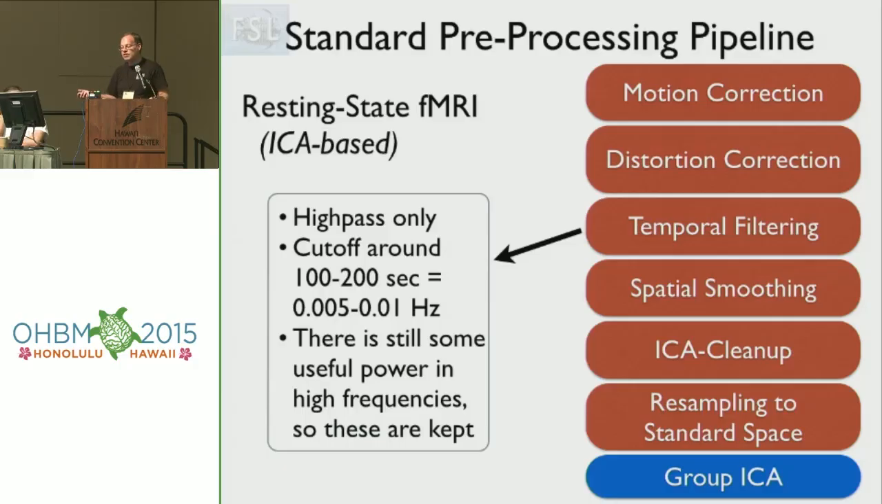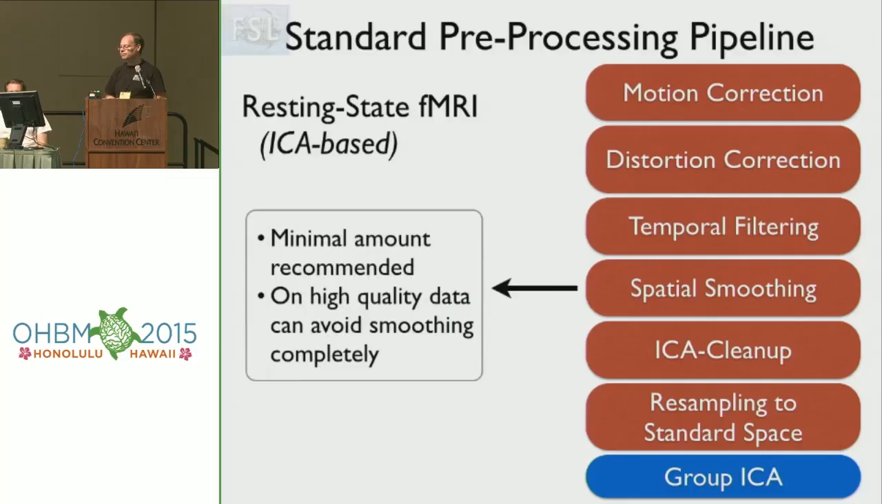Don't have a design matrix now. So instead, we have a recommendation of somewhere between 100 to 200 seconds as a period for the cutoff. And we just do high pass only. And we do that still in resting state because we feel that there's still useful information contained in the higher frequencies, and we're still trying to leverage that. And so that's our standard recommendation.